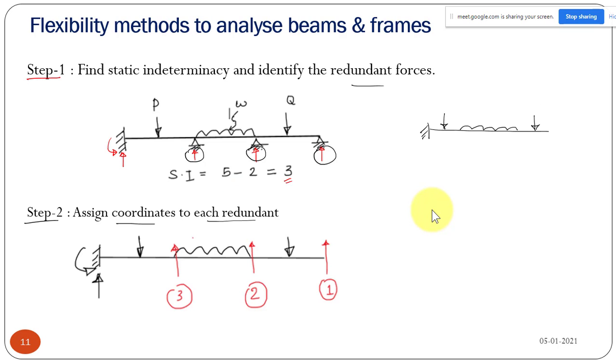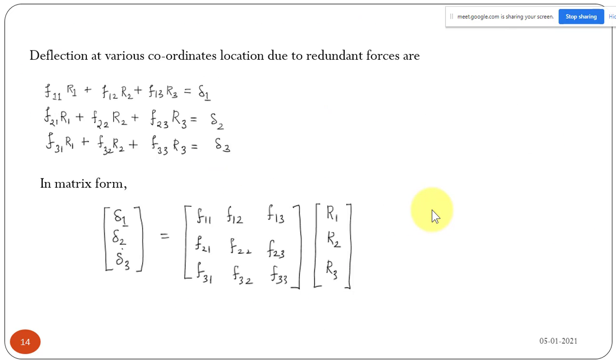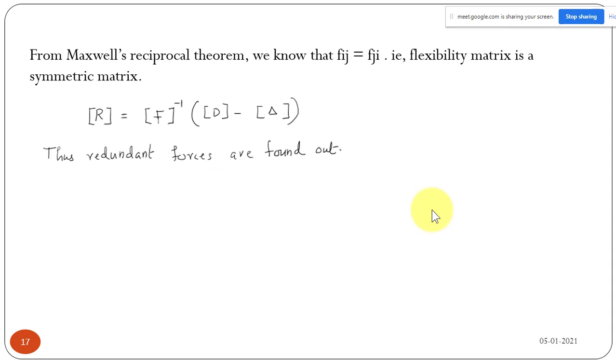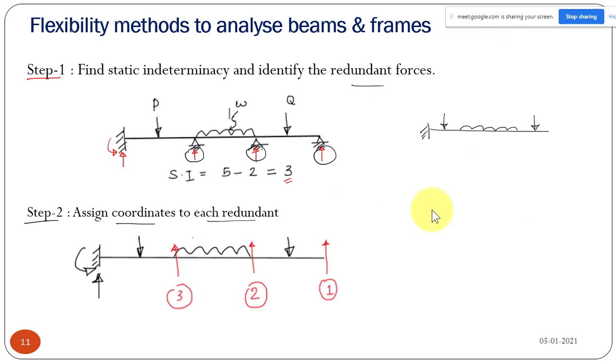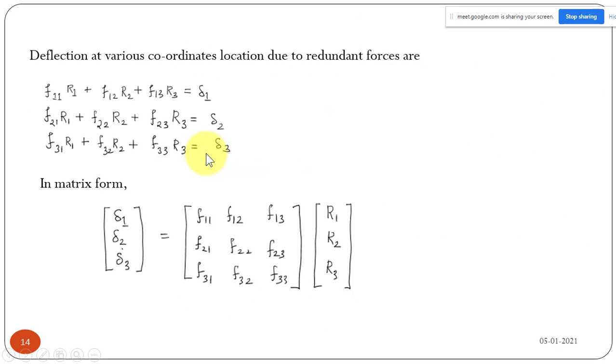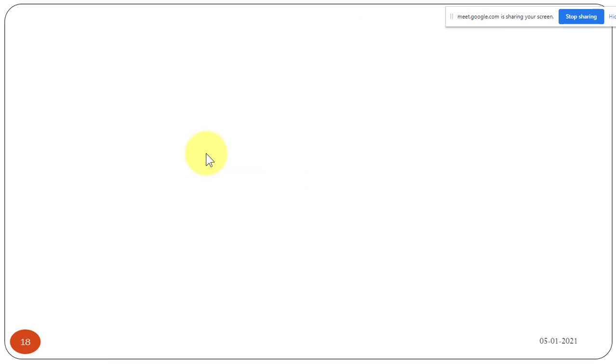So let us take a continuous beam and see how to form the flexibility matrix for a given structure. Whatever I have explained in the slide, we will take the same structure. This is a three-span continuous beam, and we have some loading also. So let us take that.